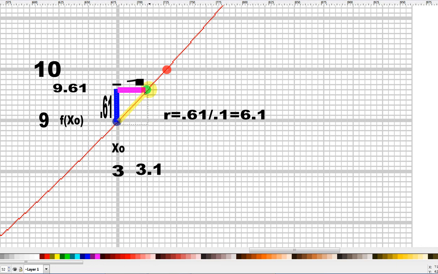Let's see how that works. So rise over run, 0.61 over 0.1 equals 6.1. So the 6.1 is just that slope. So let me draw a little yellow box around that r so we can see that that's the slope of that little yellow line segment. So how do we use that information to come up with an even better guess? Well, here's what we do, the last step of the problem.